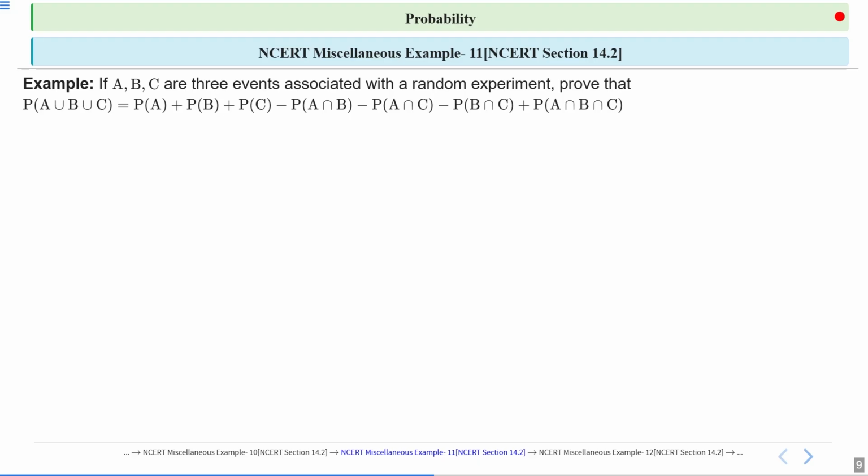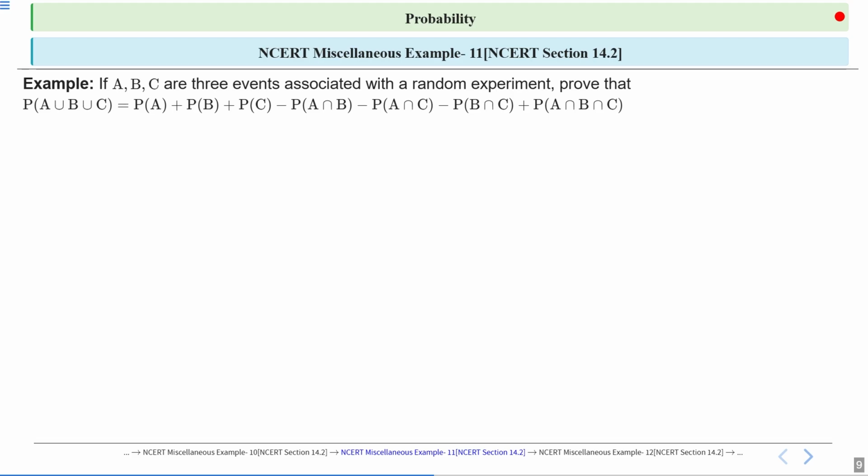In this example, if A, B, C are 3 events associated with a random experiment, then we have to prove that the probability of A union B union C is equal to the probability of A plus the probability of B plus the probability of C minus the probability of A intersection B minus the probability of A intersection C minus the probability of B intersection C plus the probability of A intersection B intersection C.